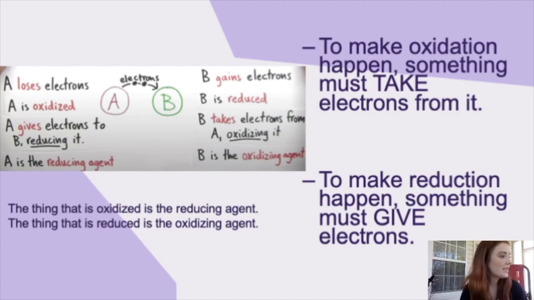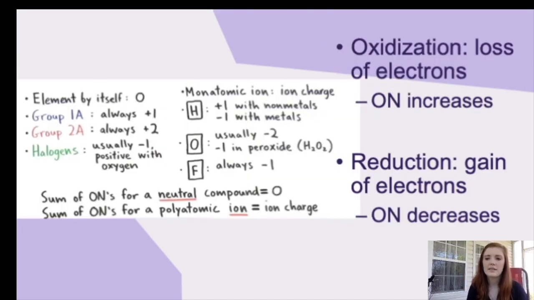That's why it's so important to get the beginning part, OIL RIG and Leo the Lion says GER, right, because otherwise you will be completely lost when it comes to agents. It's important to realize that when oxidation occurs, a loss of an electron is happening, so your oxidation number actually increases. With reduction, it's a gain of electrons, so your oxidation number actually decreases.